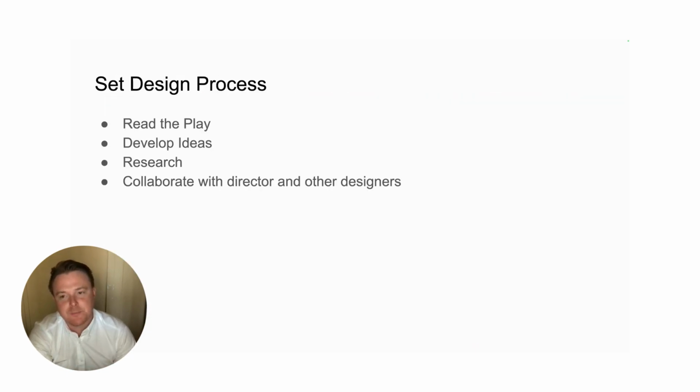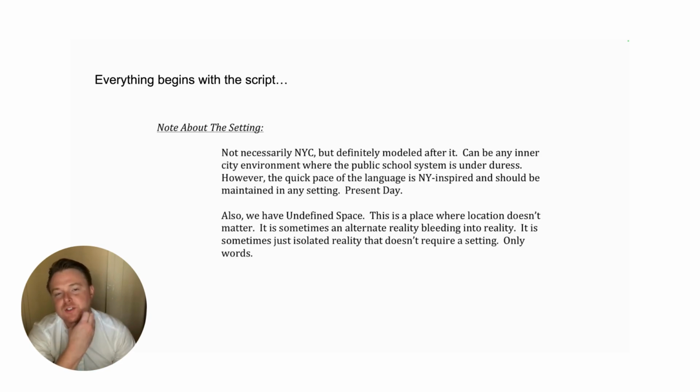So we'll talk first about scenic design. The design process is you read the play, develop ideas, research, and collaborate. So it starts with black and white, just what the playwright gives you on the paper. In this instance, from a play, not necessarily NYC, but definitely modeled after. It can be any inner city environment where the public school system is under duress. However, the quick pace of the language is New York inspired and should be maintained in any setting present day. So present day gives us a lot. You're looking for something in an inner city.